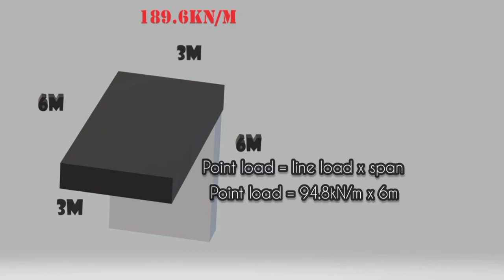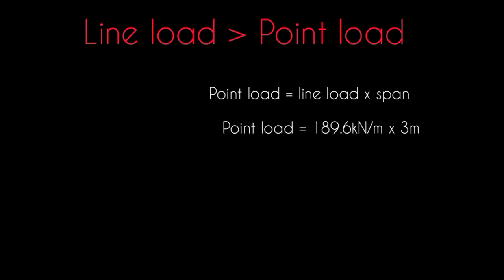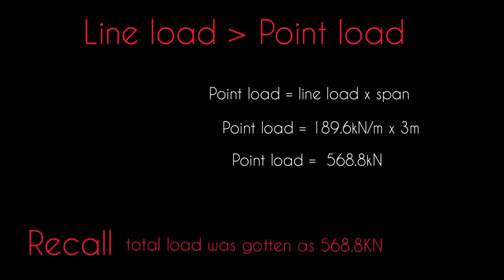Converting line load to point load, let's take the first one we got, that's 94.8 kilonewton per meter across the 6 meter span. 94.8 kilonewton per meter multiplied by 6 meters will give us 568.8 kilonewton. Notice that that is the total weight we got at the beginning of this calculation. And then for the second line load we got, that's 189.6 kilonewton per meter across the 3 meter span. If you multiply 189.6 by 3, you're going to have 568.8 kilonewton. There again, we have our total load which we got initially.